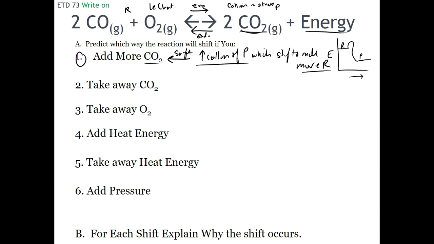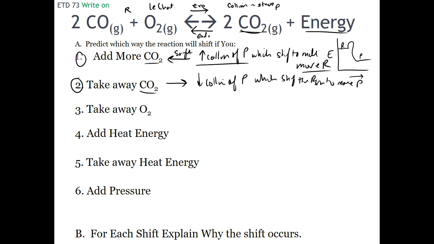Now, if we look at this, I'm going to take away CO2. So what's it going to do then? Well, that's going to cause it to favor and shift towards the forward reaction, right? This is because if I take away the products, it's going to decrease the number of collisions of those products. The CO2s aren't going to run into each other enough. This will shift it to favor the reaction to make more products.